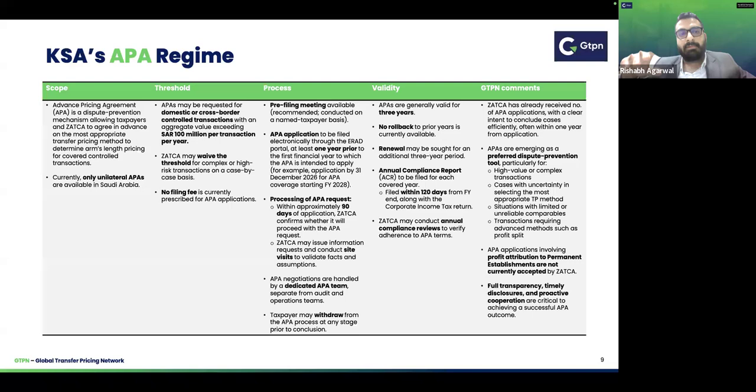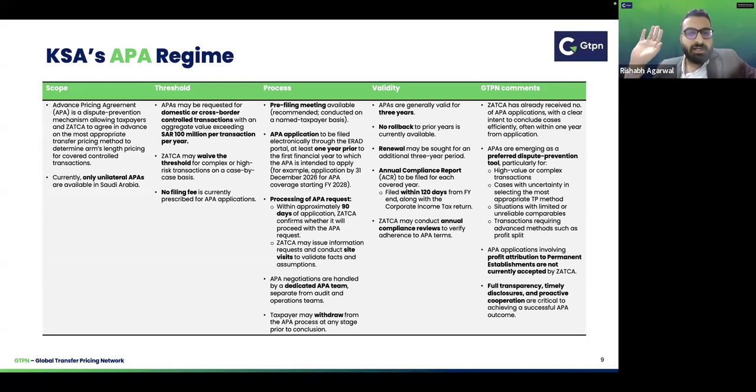So let's say the related parties are in KSA and India. So the bilateral APA would be between tax authorities of Saudi and India, right? However, as of now, only unilateral APA, so an APA between the taxpayer and ZATCA, is available in Saudi Arabia. It is available for both domestic and cross-border transactions.